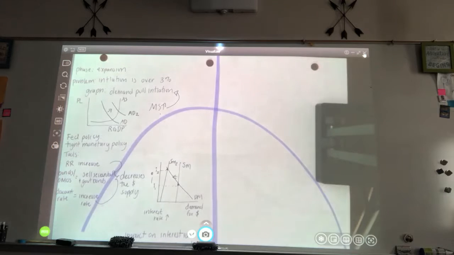So what the Fed is going to run is a tight monetary policy, which means they will increase the reserve requirement, which means banks are holding more money, and so they can lend out less, which reduces the money supply. The government is going to sell these bonds, and when they sell the bonds to you, what do they take from you? Money. And now our money supply decreases.